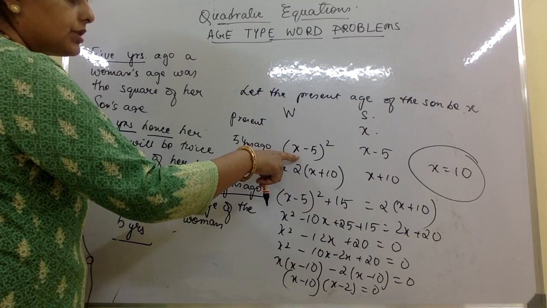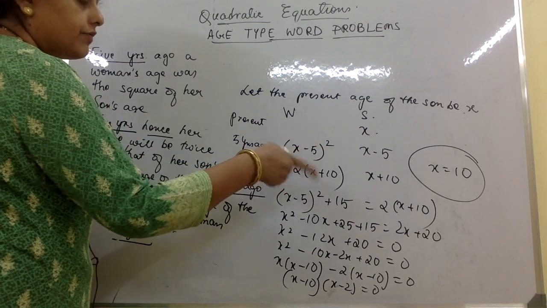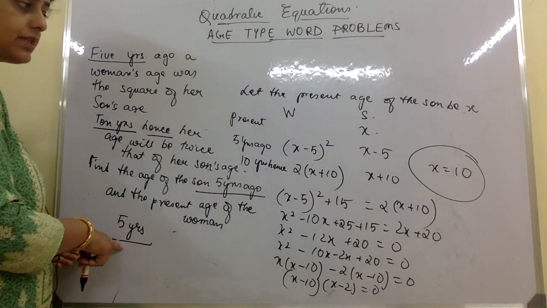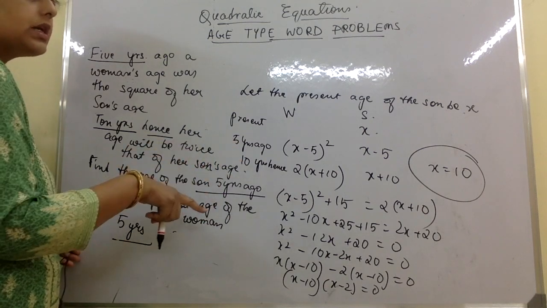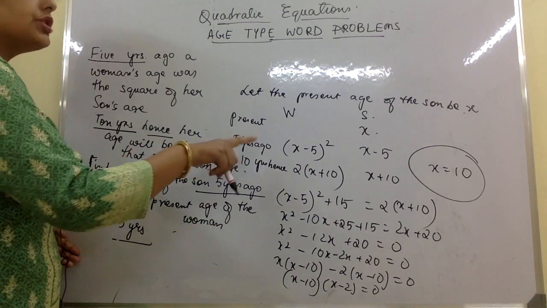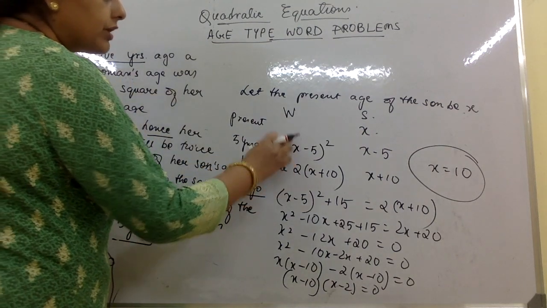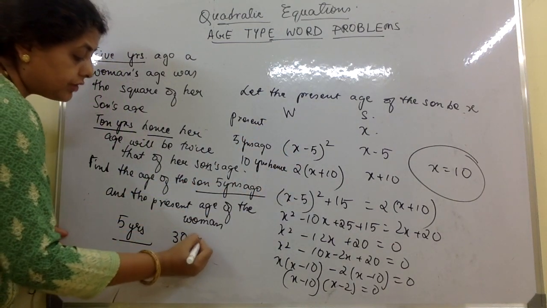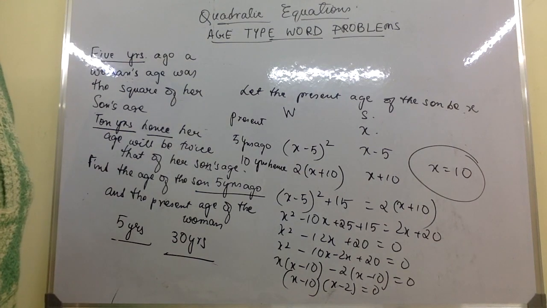5 years ago she was (10 minus 5) square, 25. Okay, 5 years ago she was 25. When the son was 5, she was 25. Okay, then how much is her present age? Now she is, that means 30. So 5 years ago if she was 25, presently she is 30. So present age of the woman is 30 years. Okay, so we got both the answers.